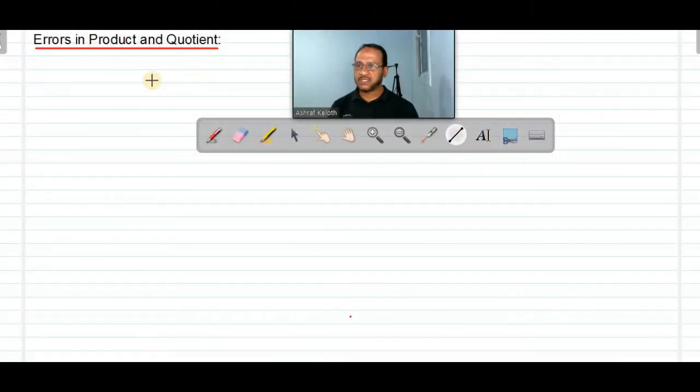Okay, today's topic is errors in product and quotient. All of you write this heading. In the previous class we explained the errors in addition and subtraction. What we have seen is that in both addition and subtraction, the absolute errors of each quantity are added up. Now we'll see what will happen in the case of multiplication and division.